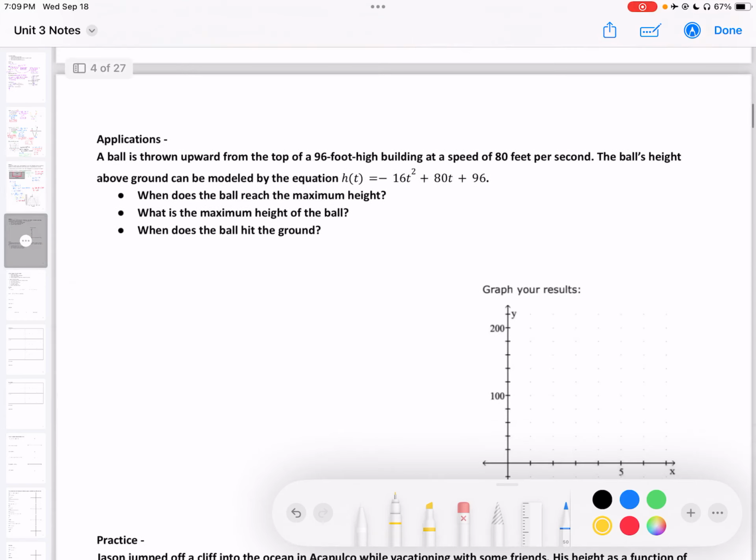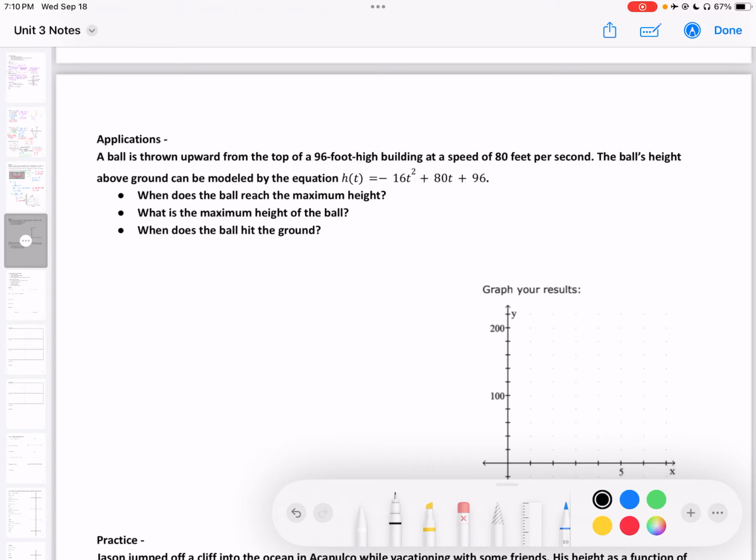Let's take a look at another application problem. Something that you see all the time with quadratics is projectile motion. Projectile motion is really, really common. It's like a ball being thrown in the air or jumping up and then coming back down. No matter what you throw up, it's going to come down because gravity exists.